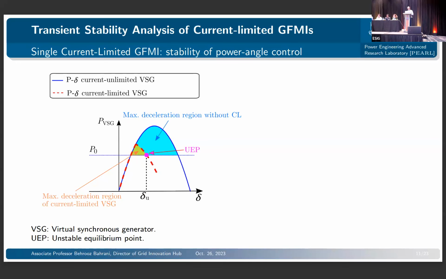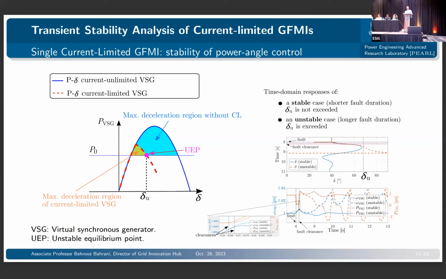Now, you can see that this UEP is essentially the unstable equilibrium point, that as soon as you cross, your system becomes unstable. And this is a very simple case study where we had a fault, and we did two tests. One of them a shorter fault, meaning that we didn't pass delta U, and then the other one when we passed delta U. So as soon as you pass delta U, your system becomes unstable and you won't be able to recover. But if your fault is cleared before delta U in this current limited grid forming inverter, you can still recover.